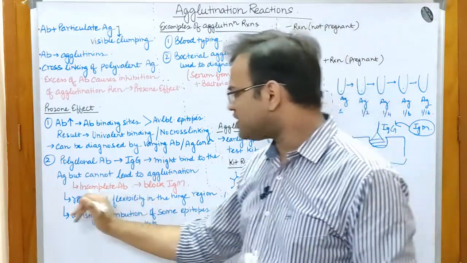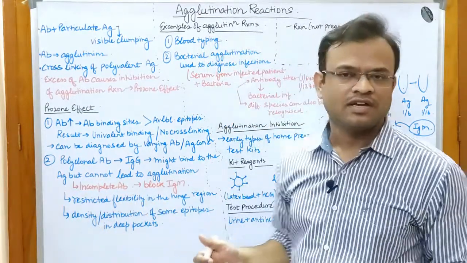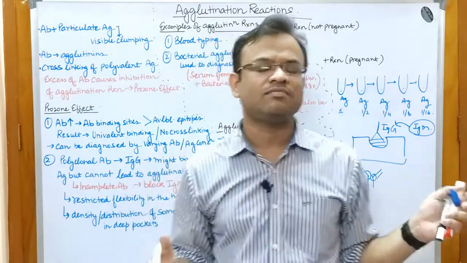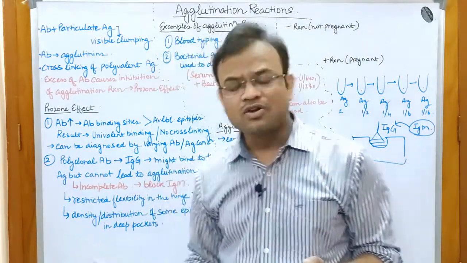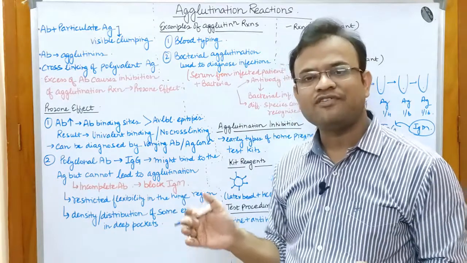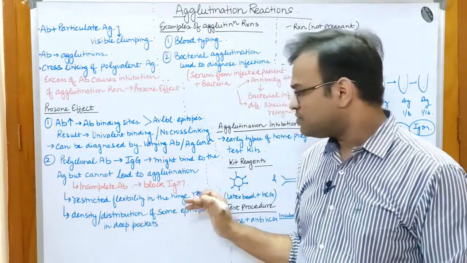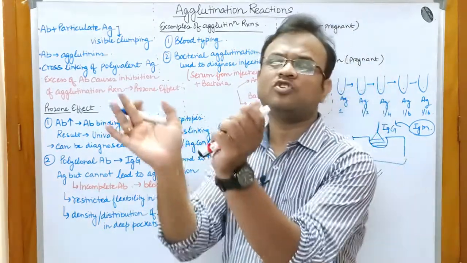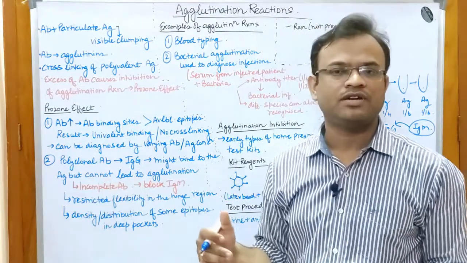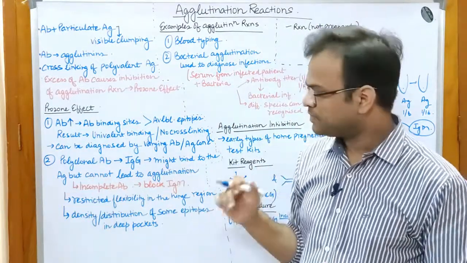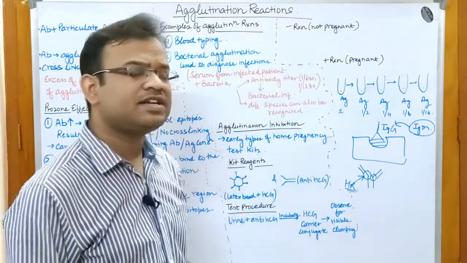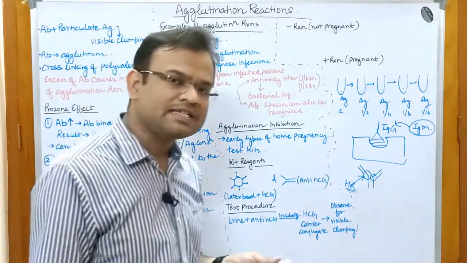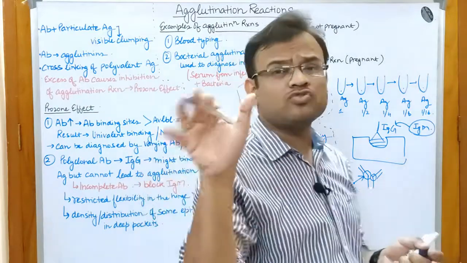You can relate with that. Now there is a restricted flexibility in the hinge regions in the case of IgG. Maybe the reason is that the hinge region of IgG is not very flexible. They have restricted movement. Because of that, they are not able to properly bind to the antigen or the epitope of the antigen.